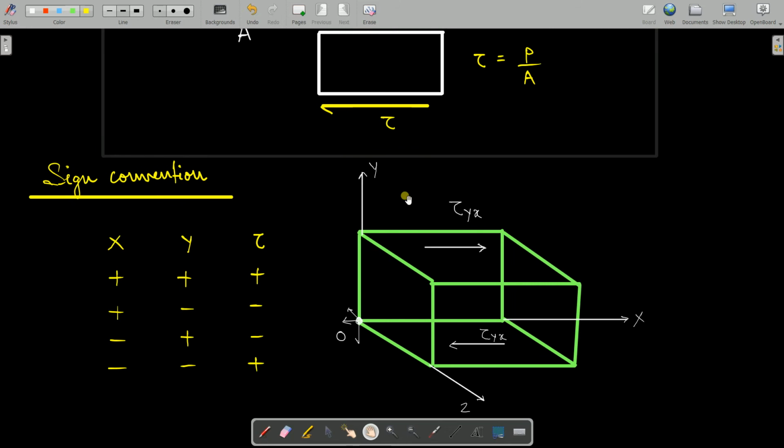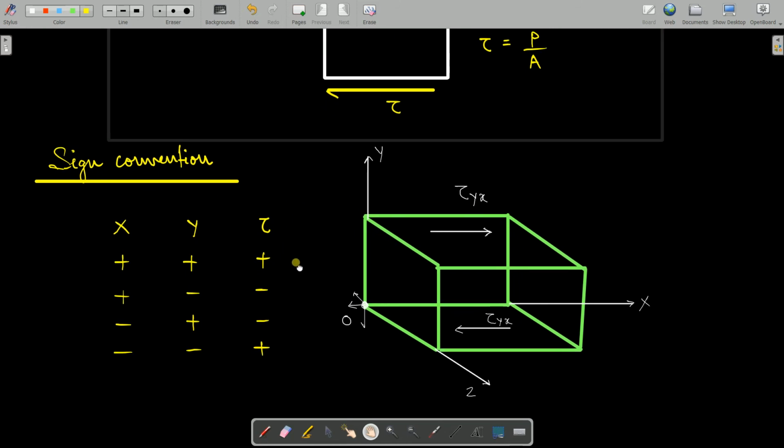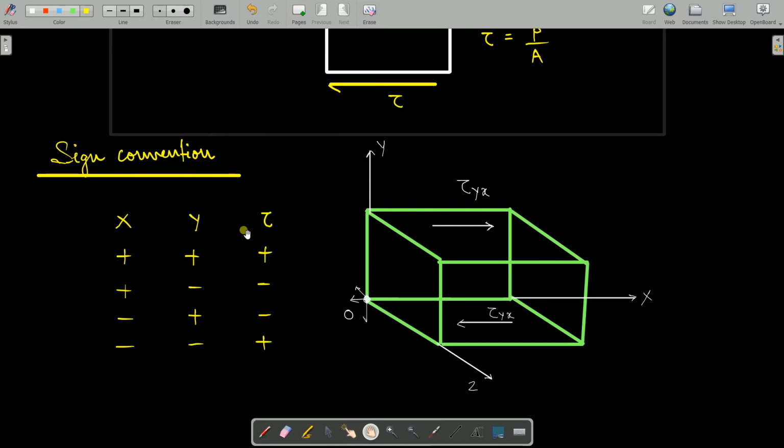Okay, now talking about the sign convention for this, remember this sign convention, class 5 algebra rule, that is plus plus plus, plus minus minus, minus plus minus, minus minus plus. Okay, the simple basic fundamental rule that you use when your x and y, that is two coordinates, it could be xy, it could be xz, it could be yz. Okay, anything it could be.